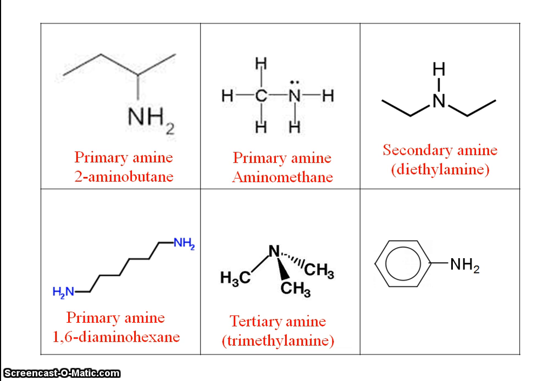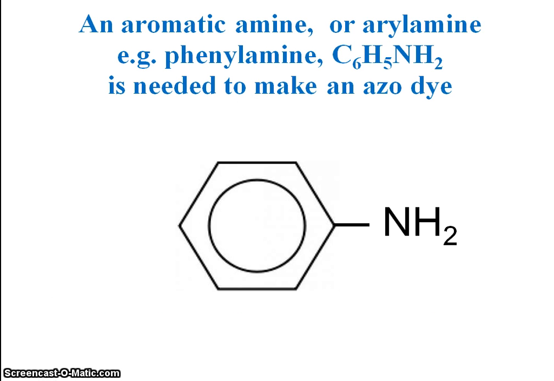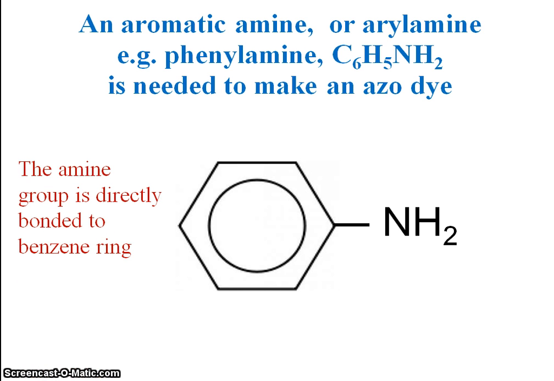And perhaps you're thinking this one's aminobenzene, but Salters prefer the name phenylamine. So we're going to be looking at this molecule, phenylamine, in lots of detail. It is the amine that's required to make an azo dye, so it's an aromatic amine. The NH2 group is directly bonded to the benzene ring.